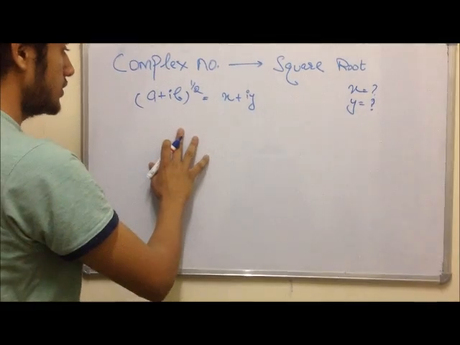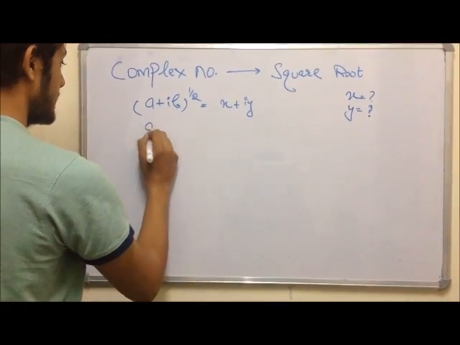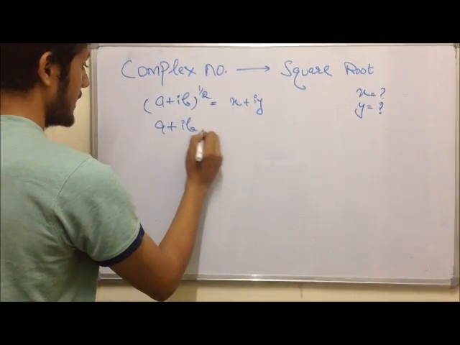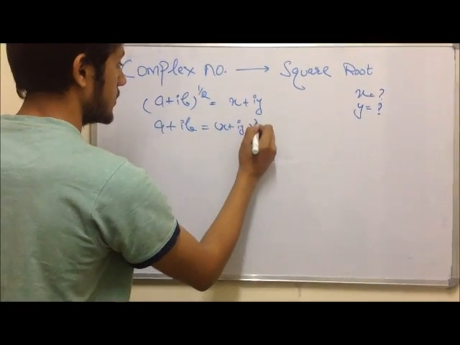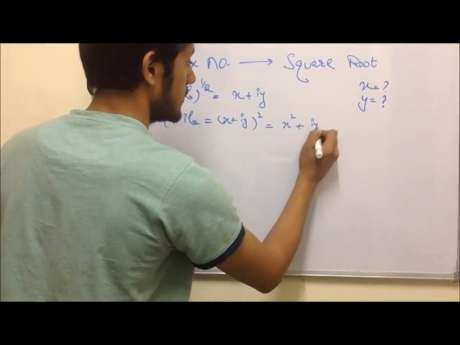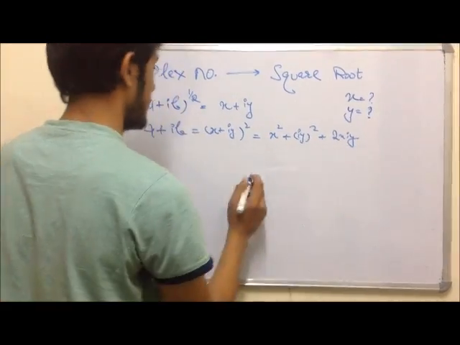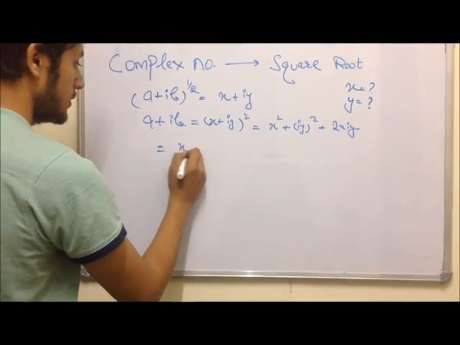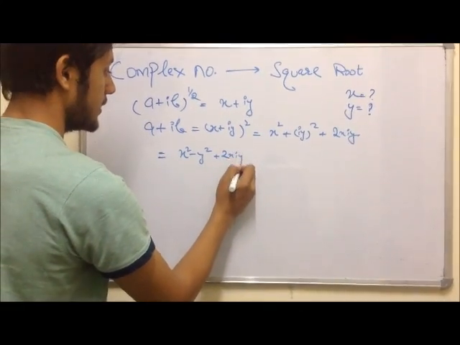So first of all, to solve this equation, we square both sides and we get a plus ib is equal to (x plus iy) whole square, which will be equal to x square plus i square y square plus 2x iy. Solving further, x square minus y square plus 2xy i.